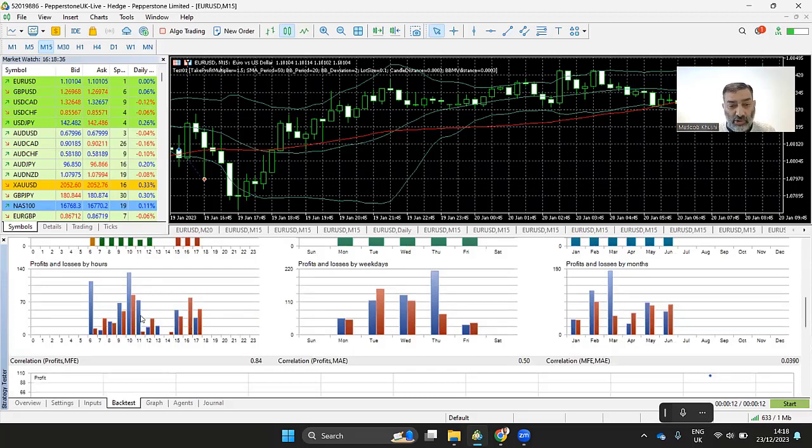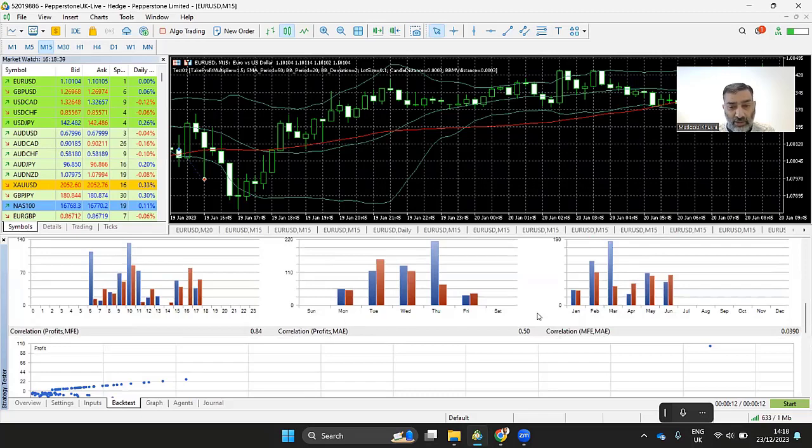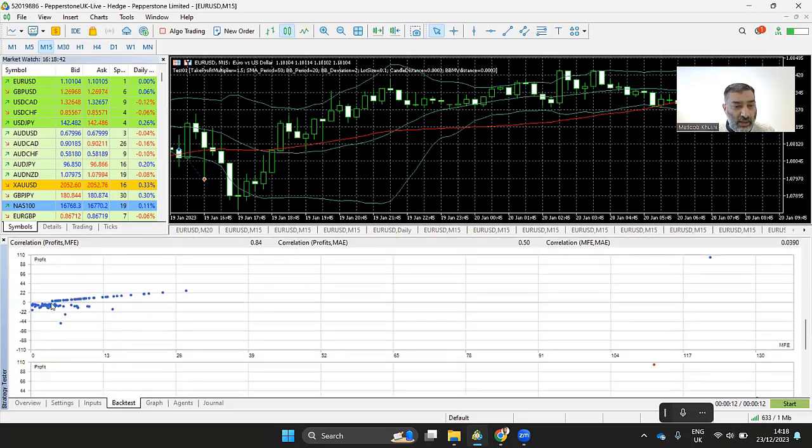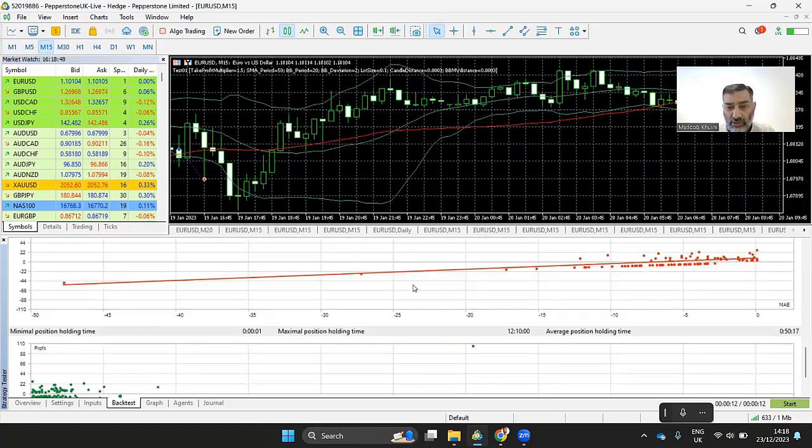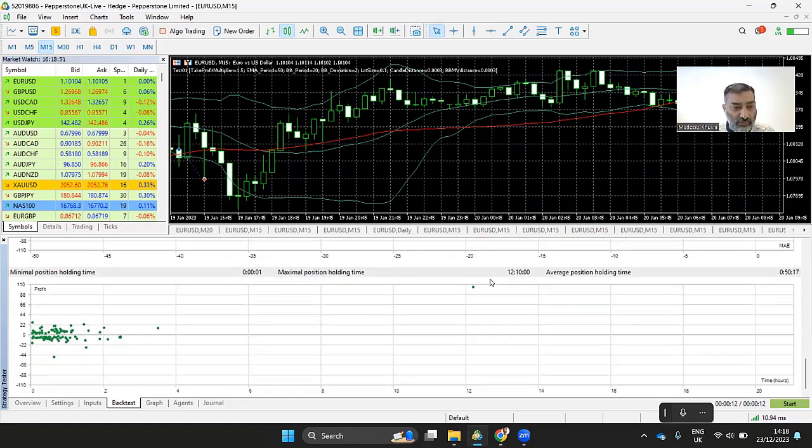Then you may like to trade only on those hours, and then your day of the week, and then a monthly breakdown. Here you see the profit of each trade. So all this is very interesting and useful information.